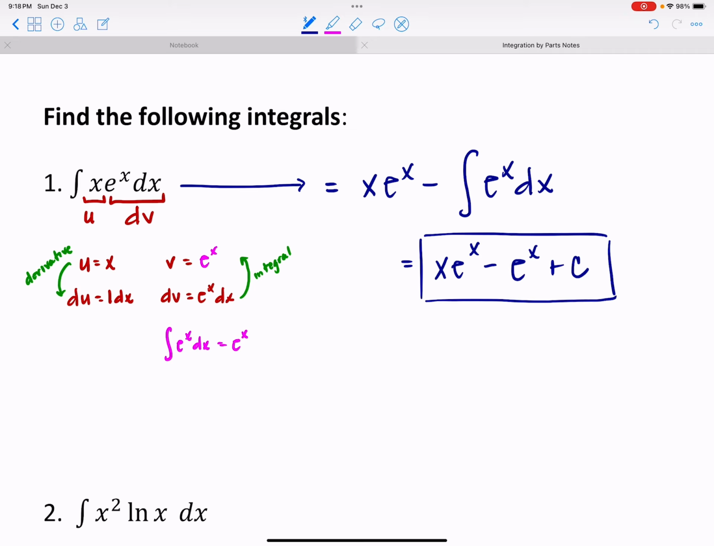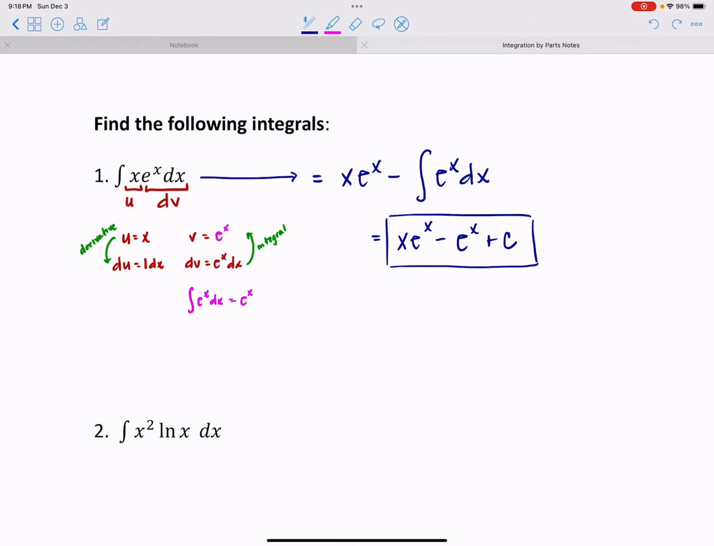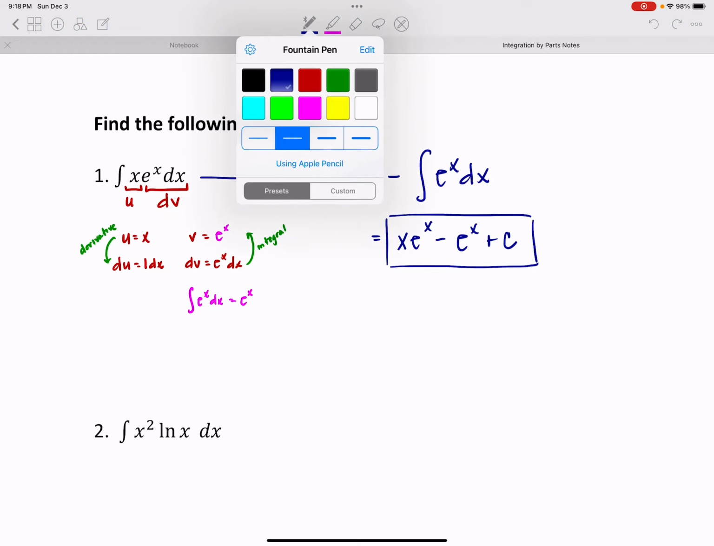Okay, and then remember, if you wanted to check your work, if you weren't sure, then you take the derivative of this, and it should take you back to this. This is the original function. You could take the derivative of that and get back to the integrand that's here. Okay, so let's try it again with this next example.